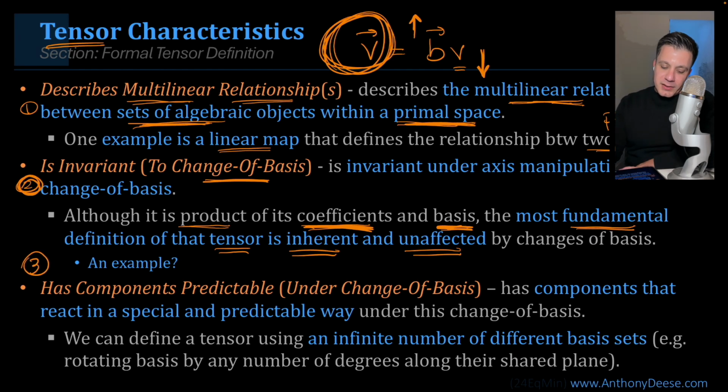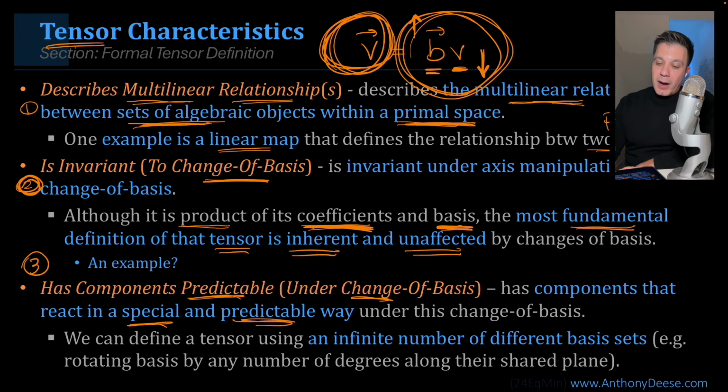And then the third characteristic is that the tensor should have components that are predictable under change of basis. So these components, the basis set and the coefficient vector, we just said a second ago that they do change. Right? They do change if we change the orientation of the observer or something similar. And they do so in a special and predictable way. We should be able to use some theory to update B as well as V such that the value of V arrow hat is maintained.